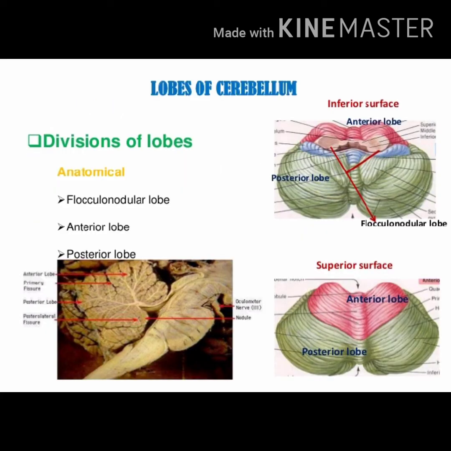In the cerebellum, there are 3 lobes. First one is the flocculonodular lobe. Next is the anterior lobe. Third one is the posterior lobe. See in the superior surface image that pink color indicates the anterior lobe and green color indicates the posterior lobe, and in the inferior surface, the skin color indicates the flocculonodular lobe.